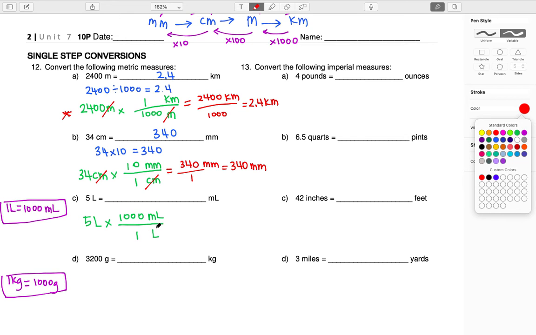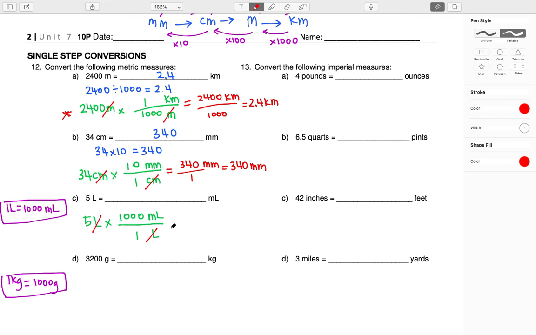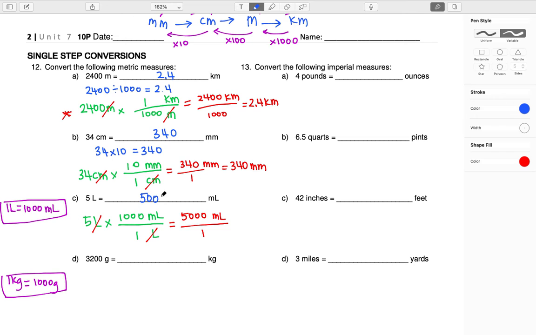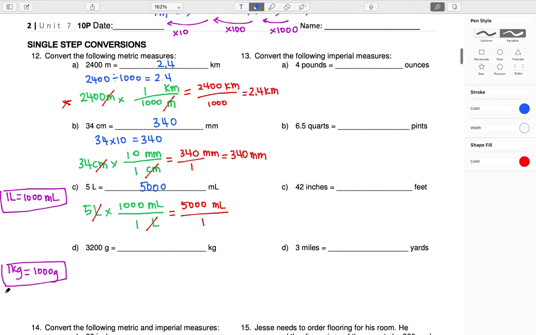So therefore, liter and liter cancels out. You get 5 times 1,000, so 5,000 milliliter over 1. So therefore, the answer is 5,000 milliliter. Okay. So try letter D on your own.